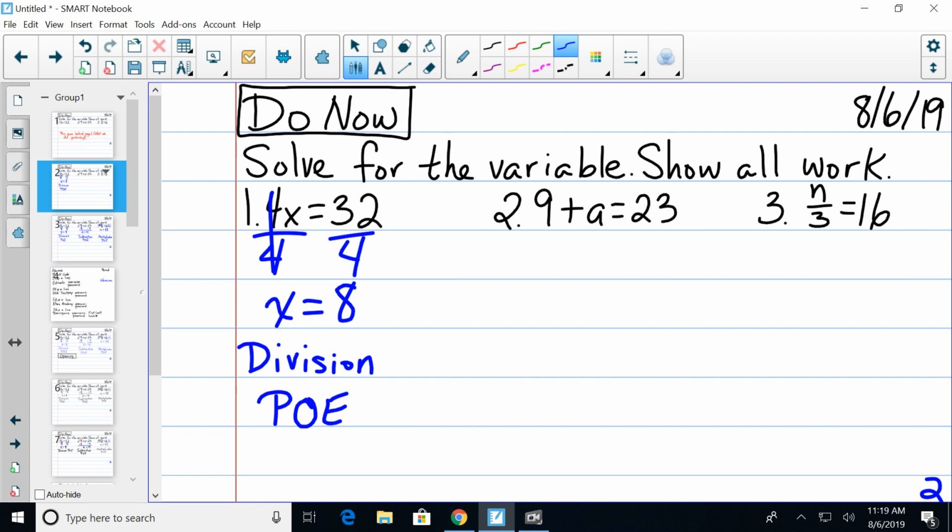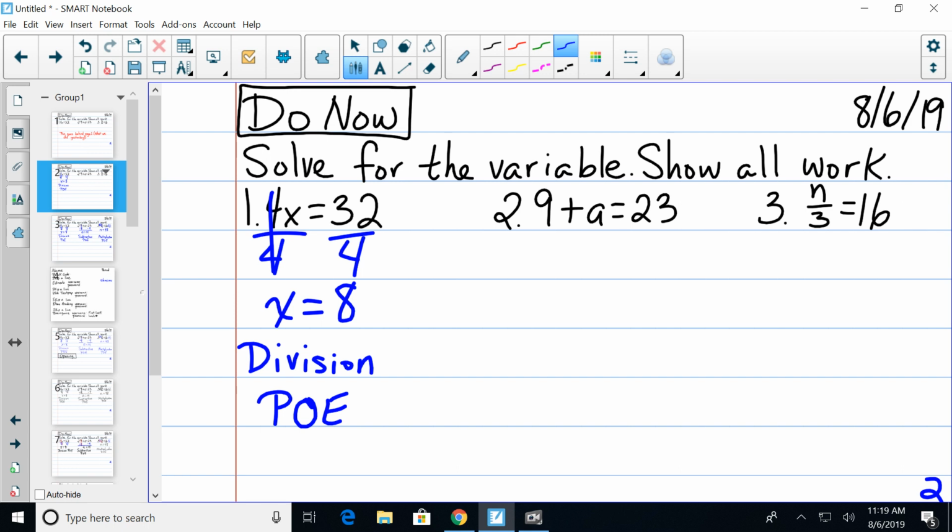All right? So number 2, what did we have to do? You had to subtract. We had to subtract 9 from both sides because 9 is being added. How do we know we had to subtract 9? That sign doesn't tell me what I have to do. What in that problem tells me I had to subtract? Because the 9 is positive.